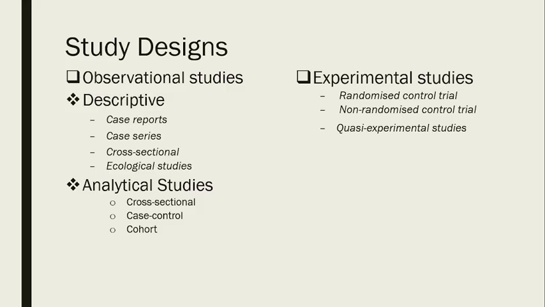Then we have the experimental. This is the most robust type of study, the preferred type of study, but they are also very expensive and time consuming. So this is where something is done. There's an intervention. The study population is manipulated in one way or the other to see what will happen, the outcome. So it could be a clinical trial or randomized control trial. It can be non-randomized or quasi-experimental. So these are all types of studies that fall under experimental studies.